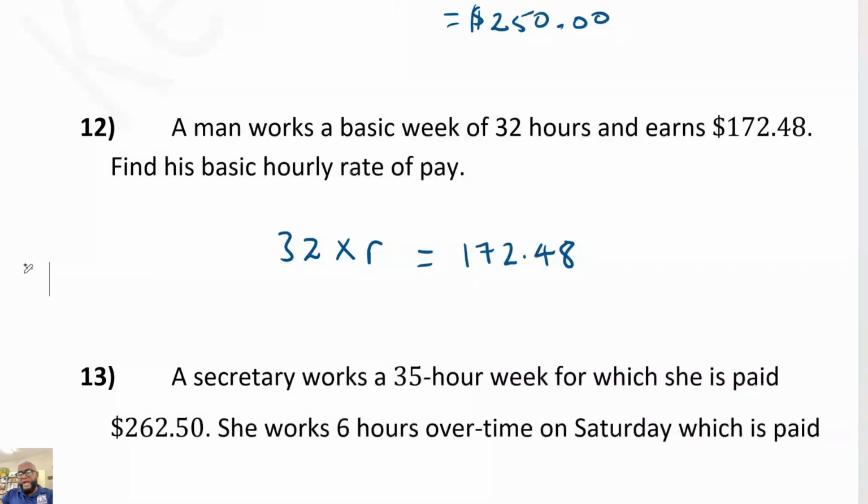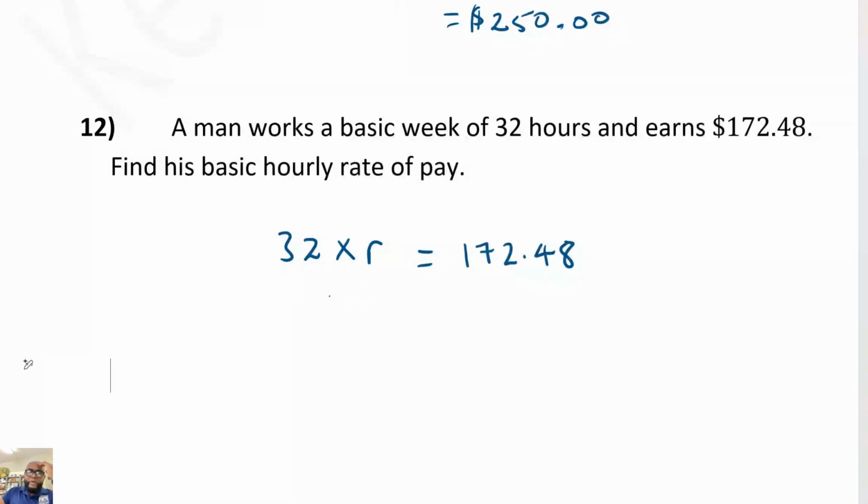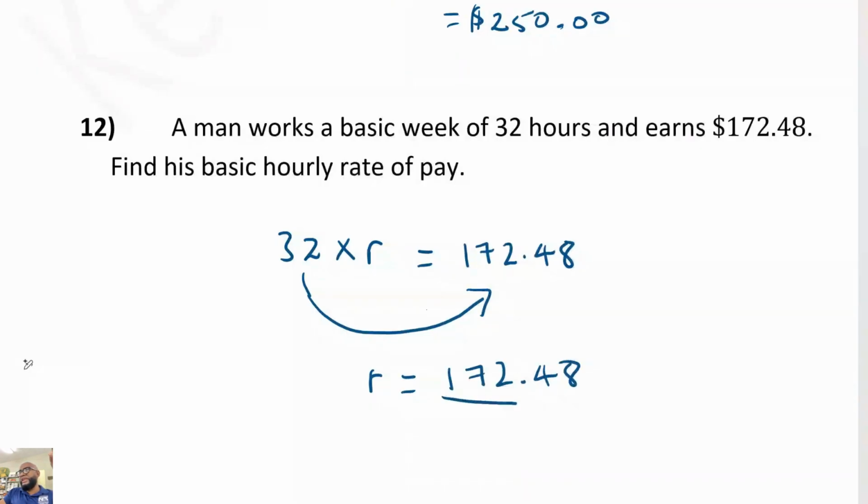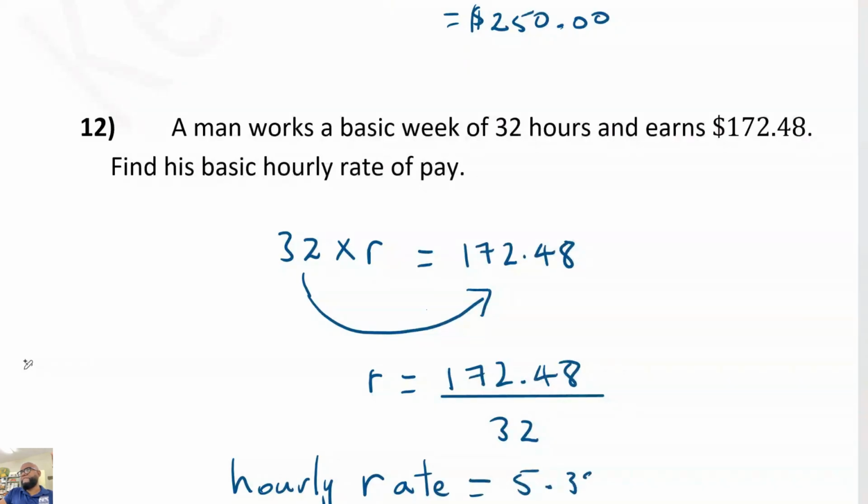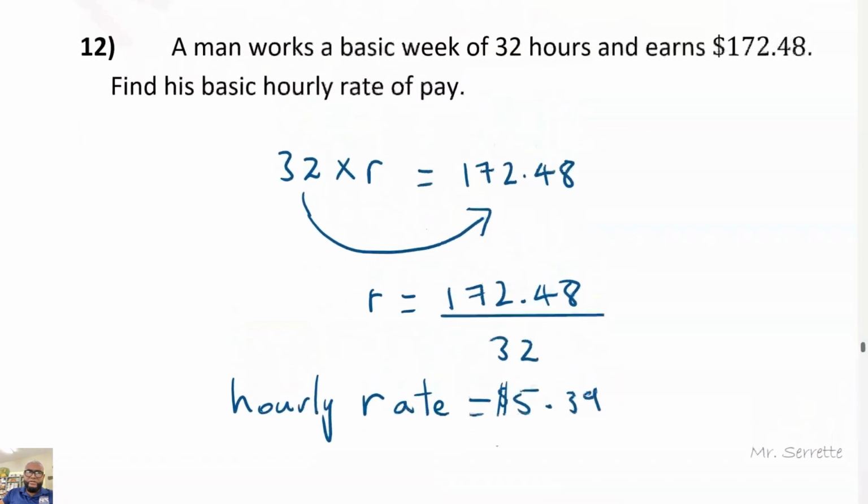So when you carry 32 here, what are you doing with it, my children? The opposite of multiply is still divide. So R will be 172.48 divided by 32. And tell me again, what's my hourly rate? 5.39. So two decimal places, right? That's my hourly rate. Write it down.